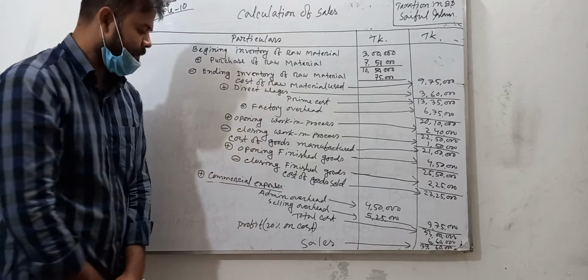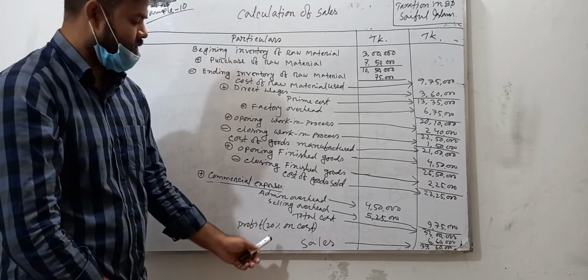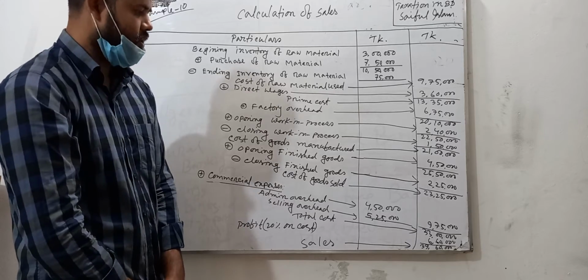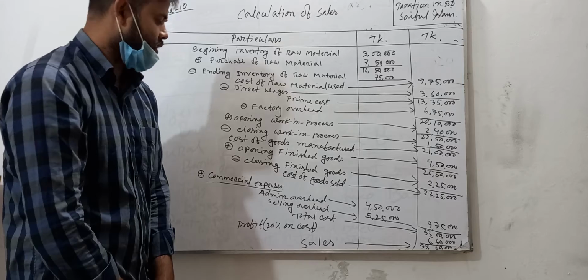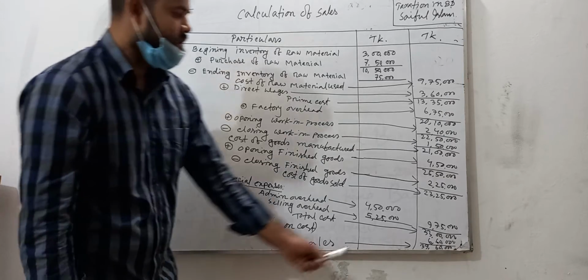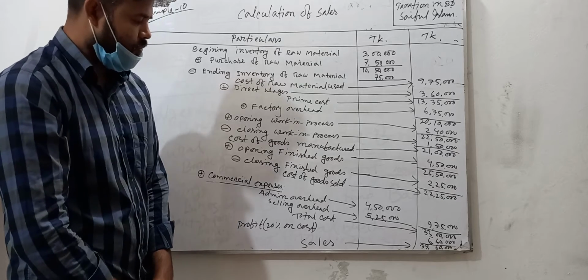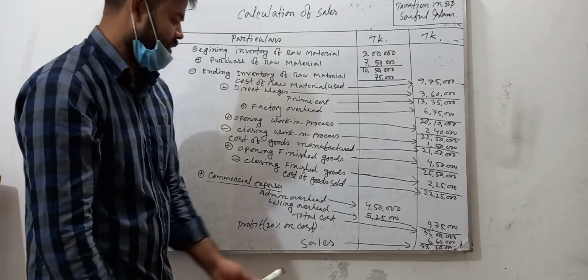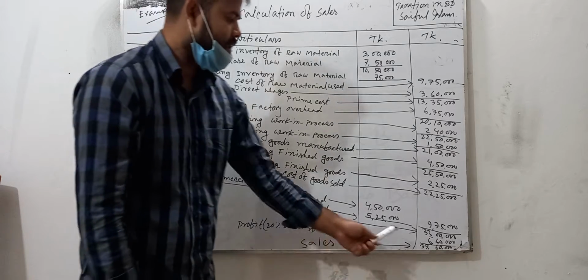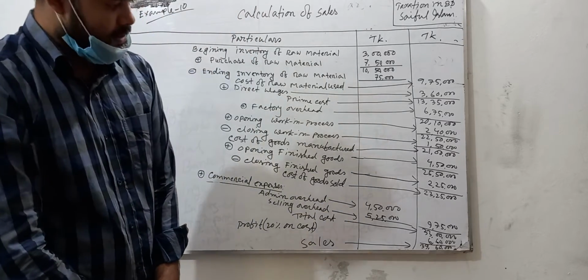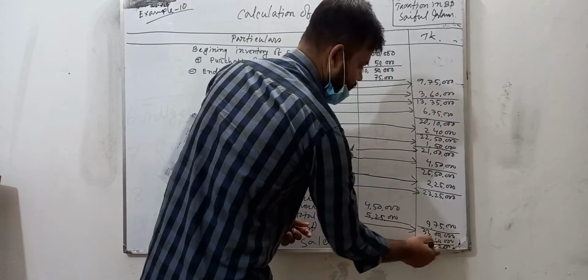Given in the question, it is mentioned that profit is 20% on cost. So here 33 lakh is cost and 20% will be 6,60,000. Then we will get sales. So in the answer sheet, we can see that sales are 39,60,000.